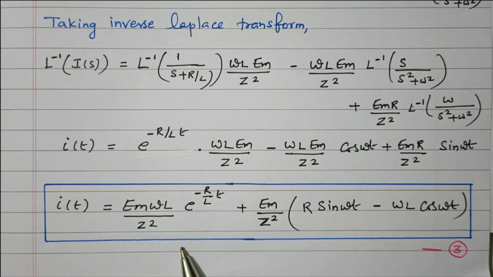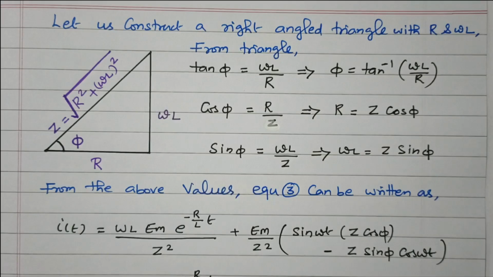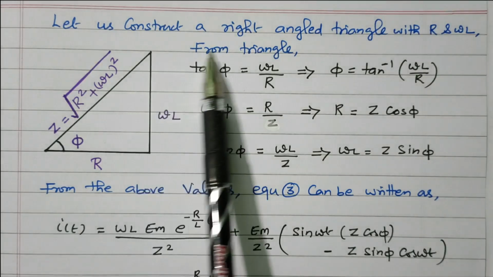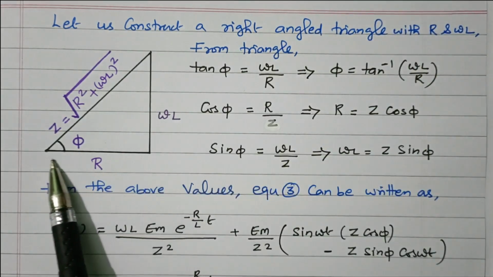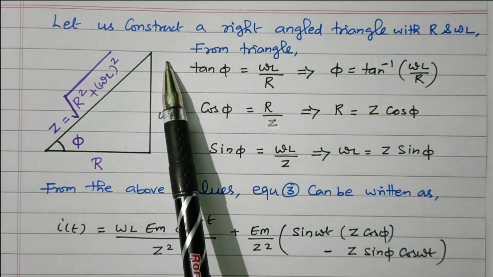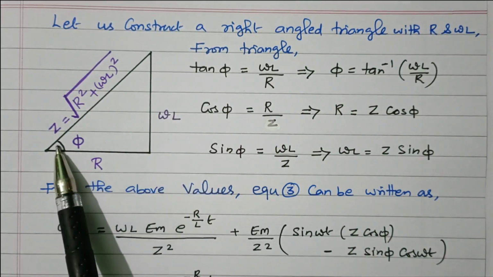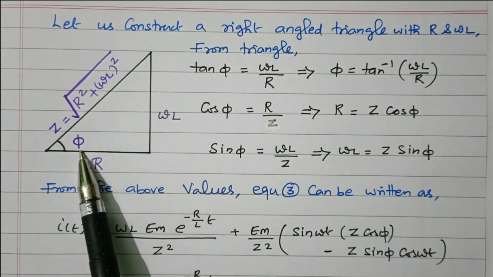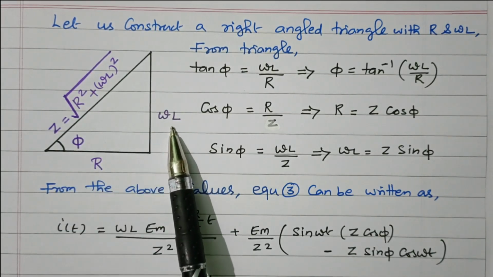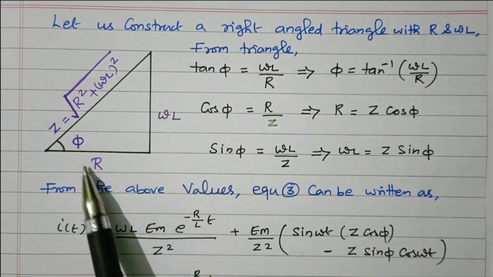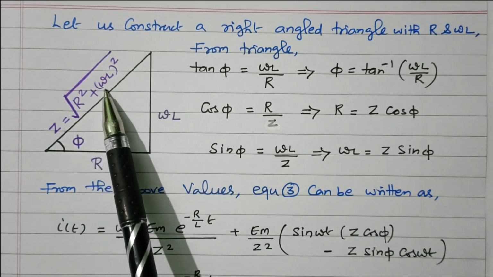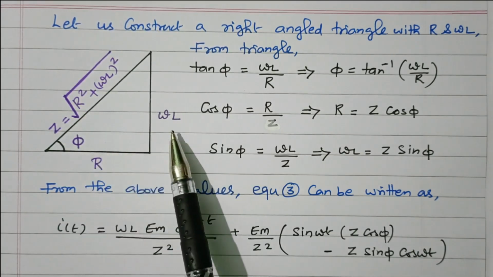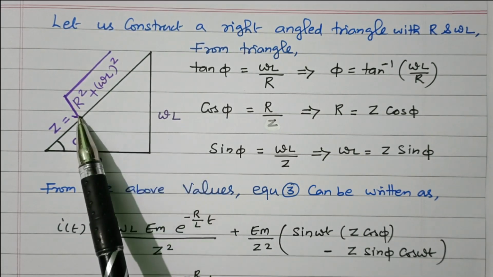Now we will go for further simplification in terms of the impedance triangle. Now refer to this right angle triangle with the resistance R horizontally and omega L. This is called the impedance triangle. This is the angle between R and omega L. This is the inductive reactance, and this is the impedance. Z equal to square root of R square plus omega L square. Resistance and inductive reactance together give the impedance.